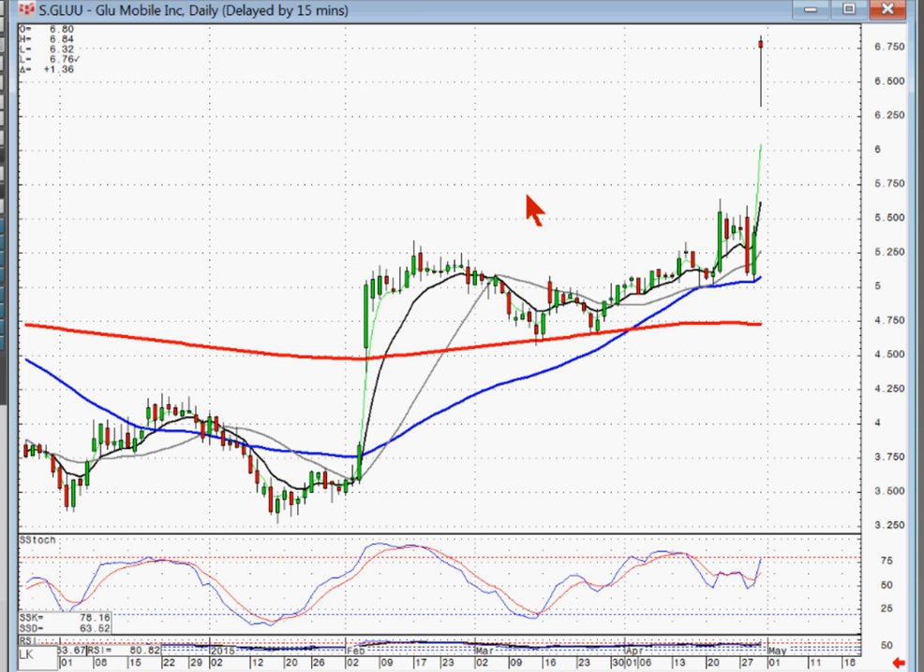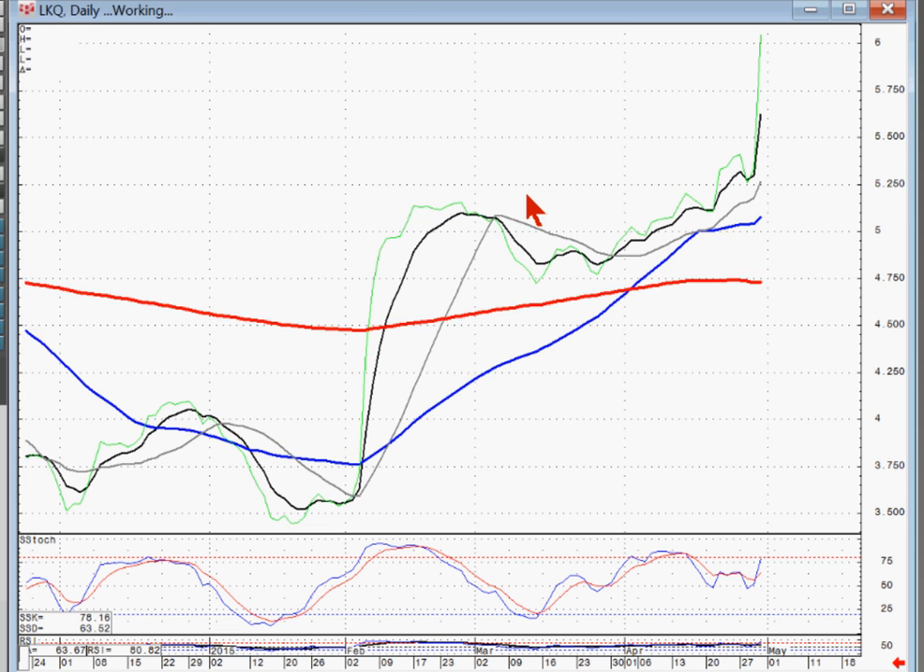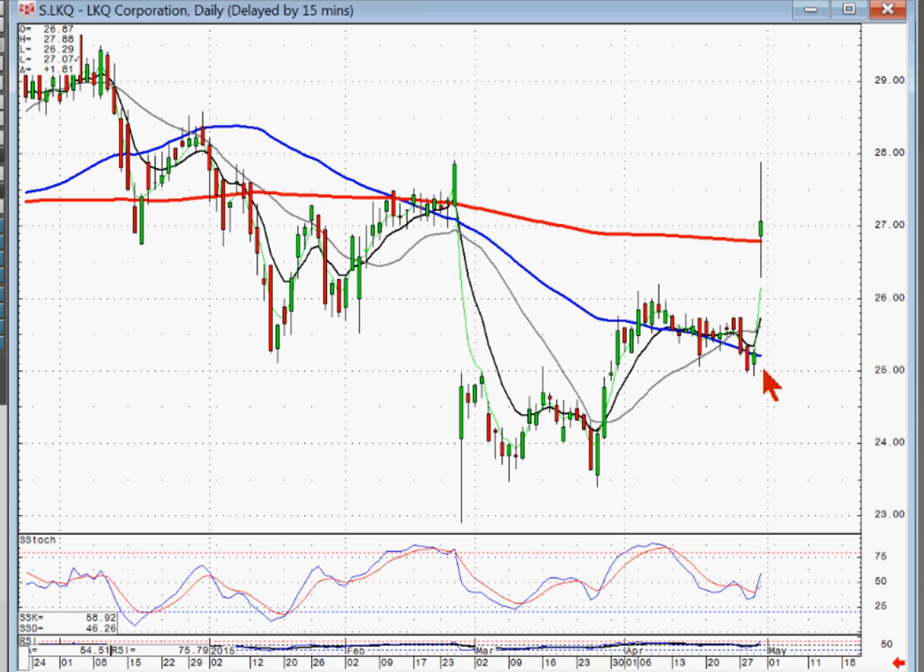And LKQ, same scenario as Glue. And notice where this one closed today. They gapped it off the 50, did a spinning top doji. They open up positive. They're going to move in the direction how they open it after a doji. I would suspect this would be in the same trajectory as what the trend was prior to that.